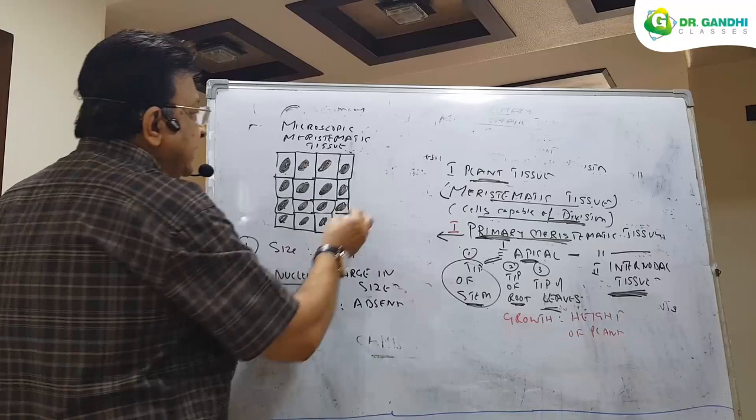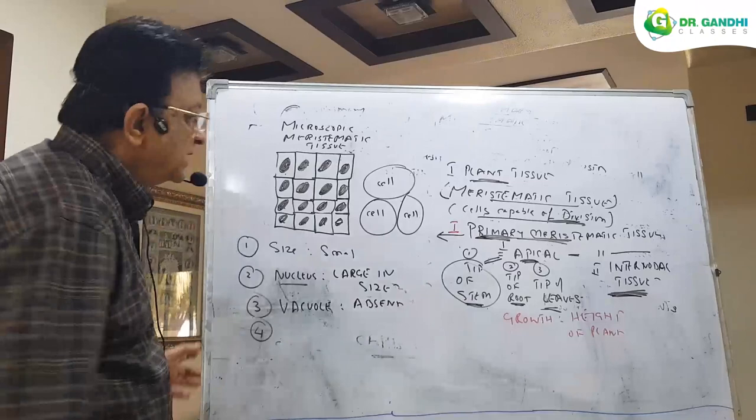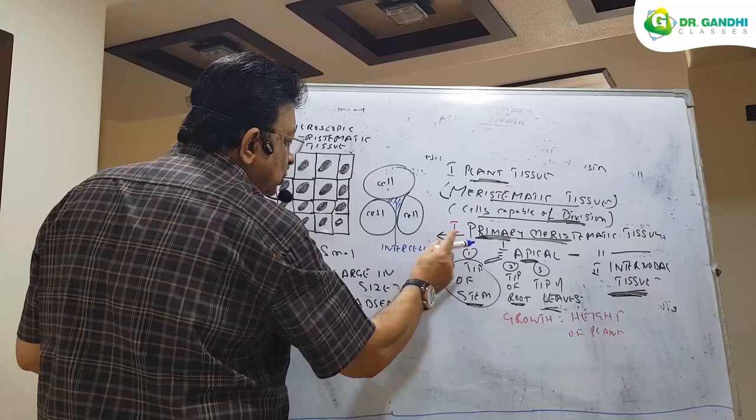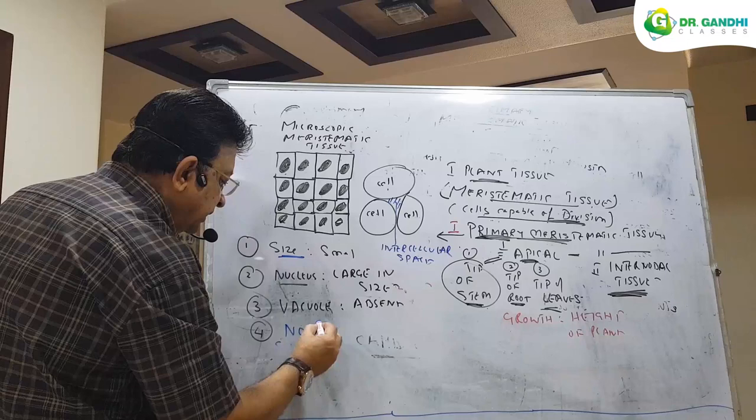The fourth one, pay attention. If the cells are large, look here, I'm drawing one large cell, another large cell, a third large cell. I have drawn three large cells. You can notice that if the cells are large in size, in between you will have an intercellular space. Inter means in between the cells. But here, because the cells are small in size and continuously dividing, there is no intercellular space.